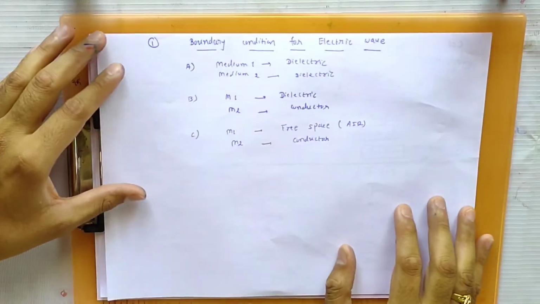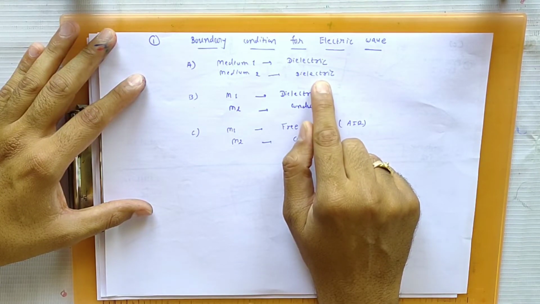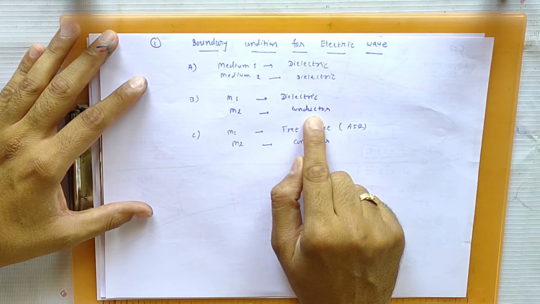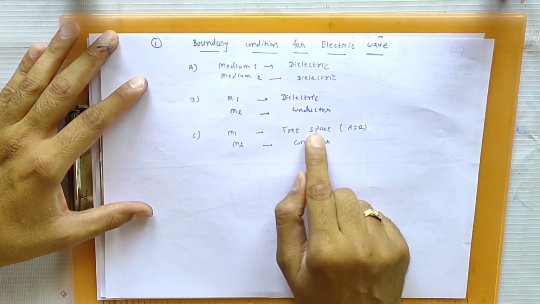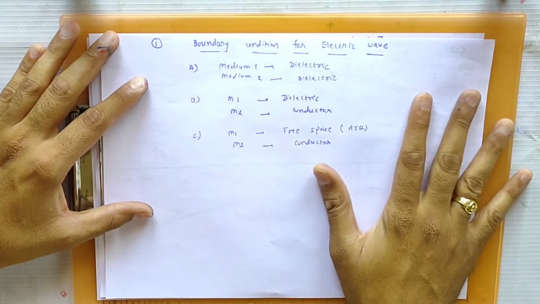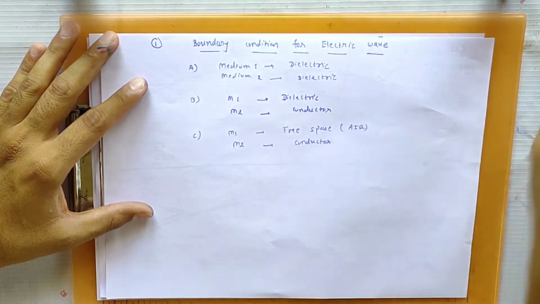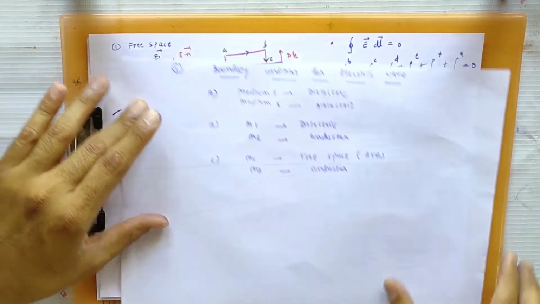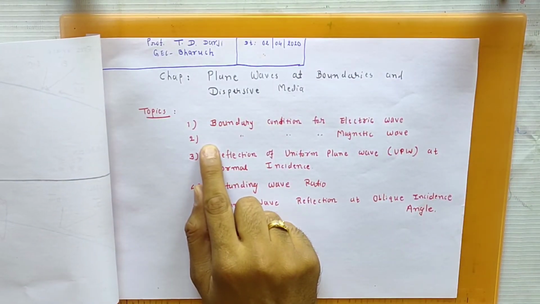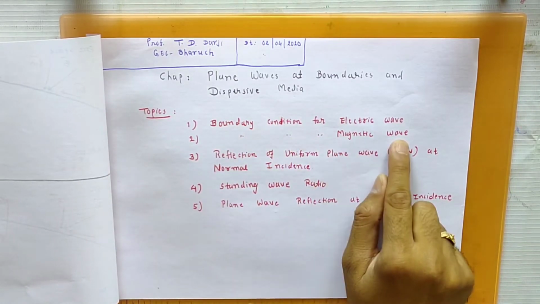Here we have to consider three cases. First, medium 1 is dielectric and medium 2 is dielectric. Second, medium 1 is dielectric and medium 2 is a good conductor. Third, medium 1 is free space and medium 2 is a good conductor. These are the boundary conditions for the electric field. Next subtopic of this chapter: explain boundary condition for magnetic wave.